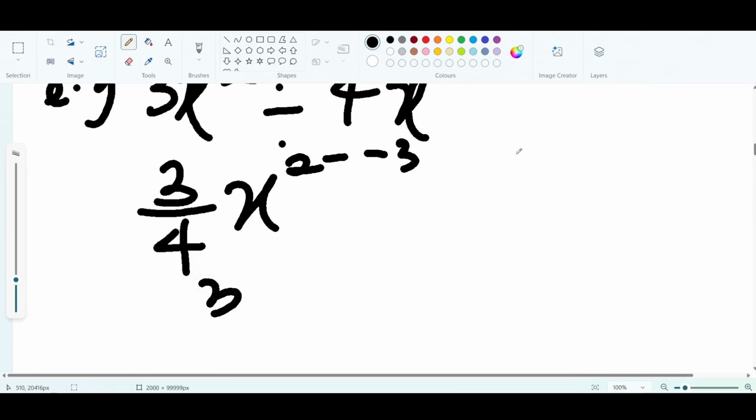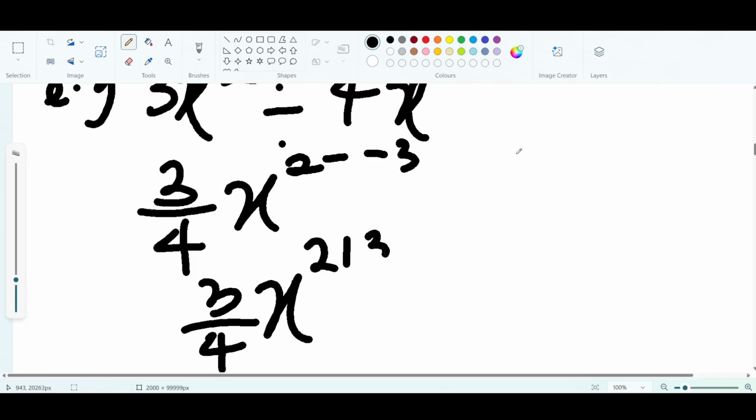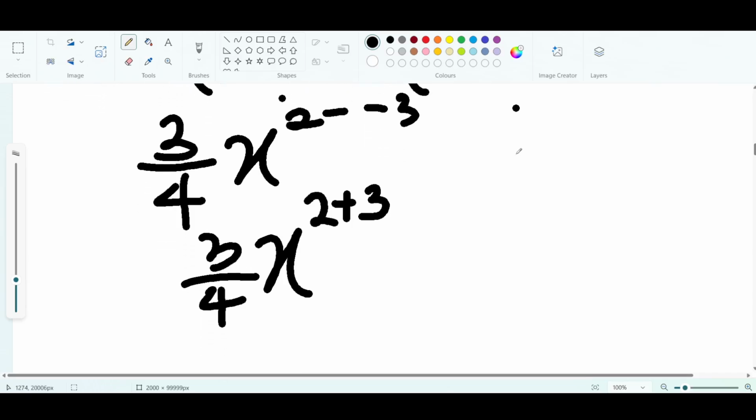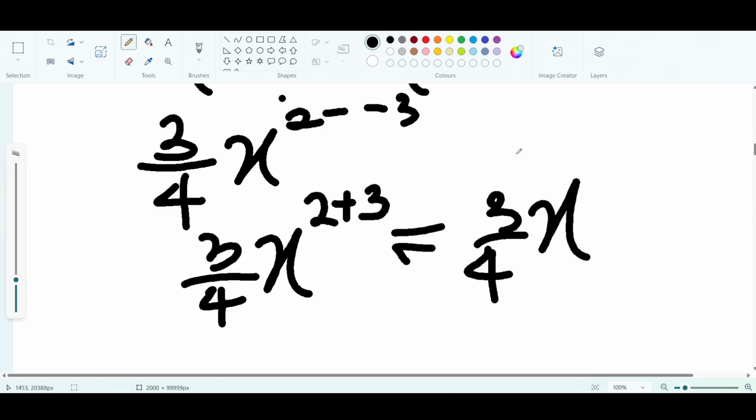So this becomes 3 all over 4 x raised to the power 2 plus 3. So 2 plus 3 is 5. So the final answer is going to be 3 all over 4 x raised to the power 5. So that's the final answer for that.